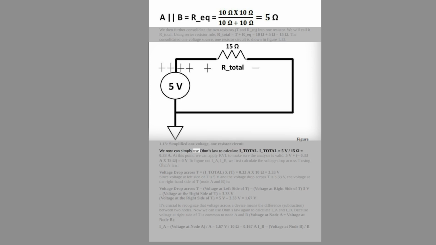We now can simply use Ohm's law to calculate I_total. I_total equals 5V/15 ohms equals 0.33A. At this point, we can apply KVL to make sure the analysis is valid. 5V plus 0.33A x 15 ohms equals 0V.